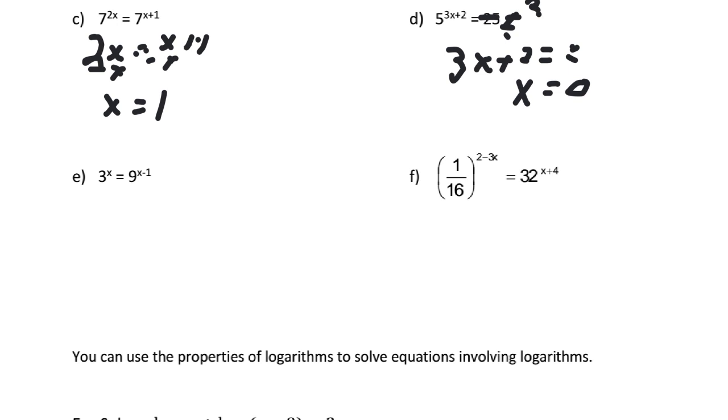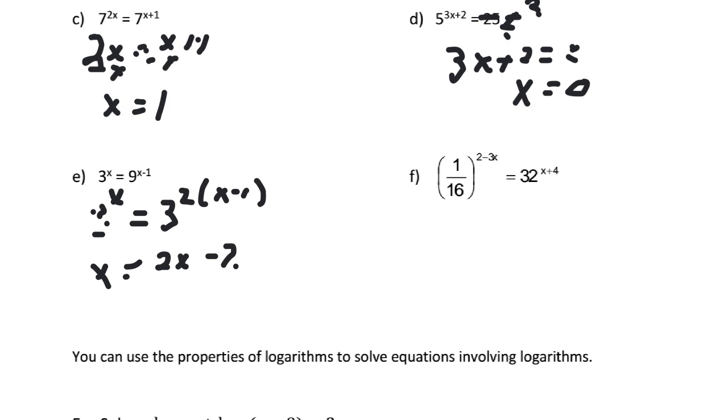This one becomes an interesting one. When I get 3 to the x equals 3 to the 2 times x minus 1, I get x equals 2x minus 2. Subtract and I get negative x equals negative 2. So x equals 2. And that 1 over 16 is a base 2. And again, you're going to have to go to a base 2 on these.